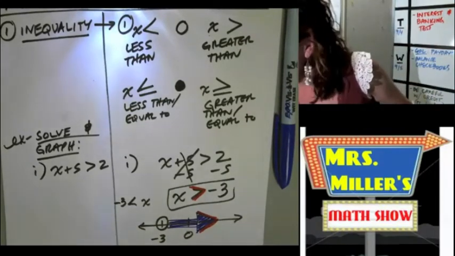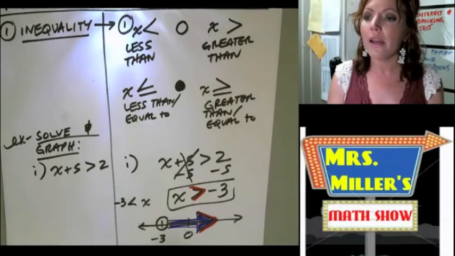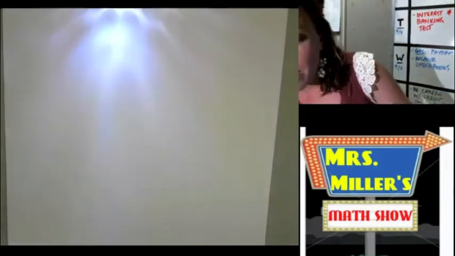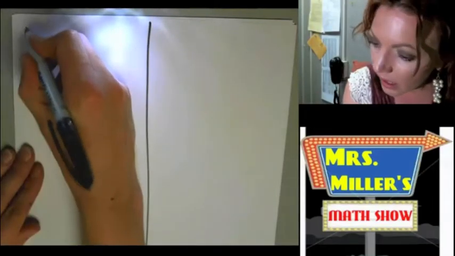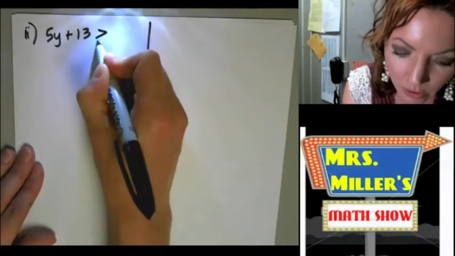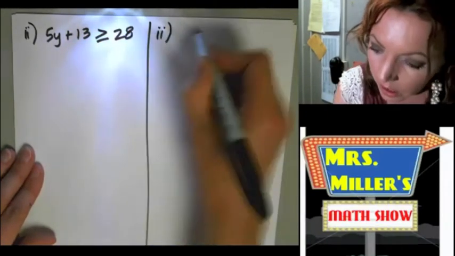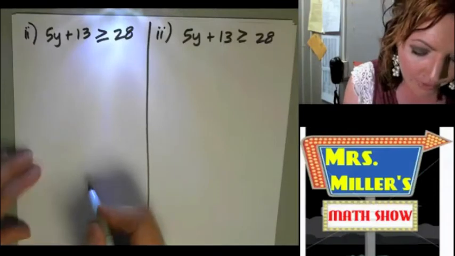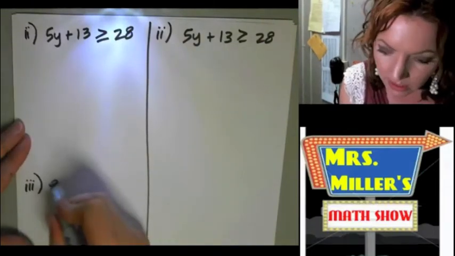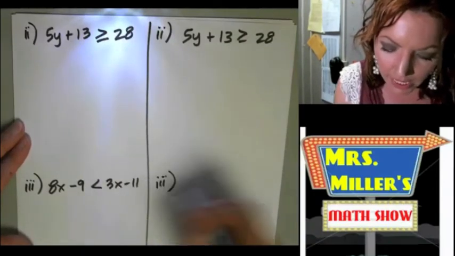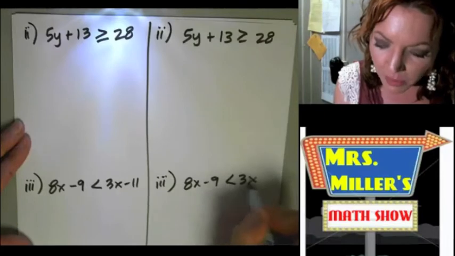Questions? All right, I'm going to ask for contestants on the next two problems, okay? This is about the extent of it. We'll do a couple with decimals and fractions, but let me put the examples up here and then I will get some contestants, okay? So here we go. The next one is 5y plus 13 is greater than or equal to 28. And then after that, we've got 8x minus 9 is less than 3x minus 11.